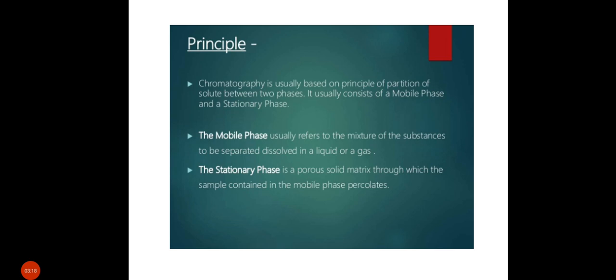Now see the principle. Chromatography usually consists of a mobile phase and a stationary phase. The mobile phase refers to the mixture of substances to be separated, dissolved in a liquid or a gas. The stationary phase is a porous solid matrix through which the sample contained in the mobile phase percolates. The interaction between the mobile phase and the stationary phase results in the separation of the compounds from the mixture.